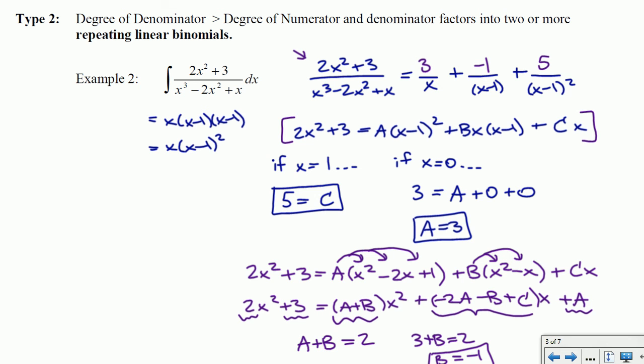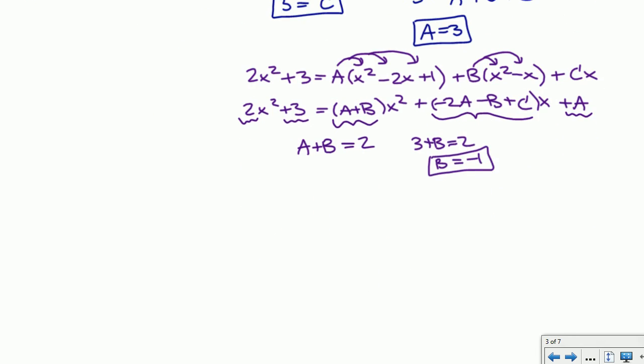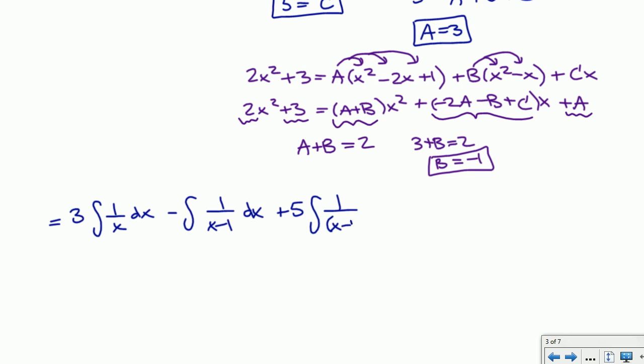You can confirm for yourself that this is true by graphing the left-hand side and the right-hand side of this equation, and you'll see that they match completely. And now we can rewrite our original integral as 3 times the integral of 1 over x dx minus the integral of 1 over x minus 1 dx plus 5 times the integral of 1 over x minus 1 squared dx. These first two integrals are fairly straightforward, so that would be 3 ln x minus ln of x minus 1.